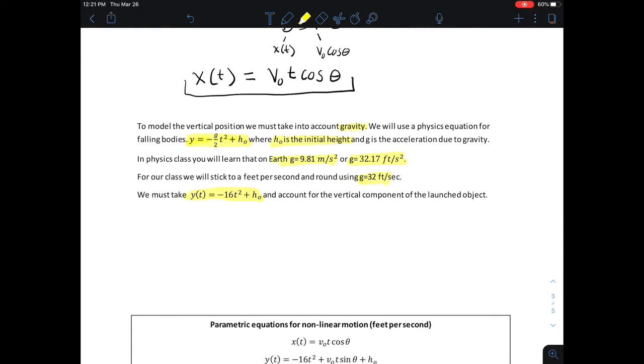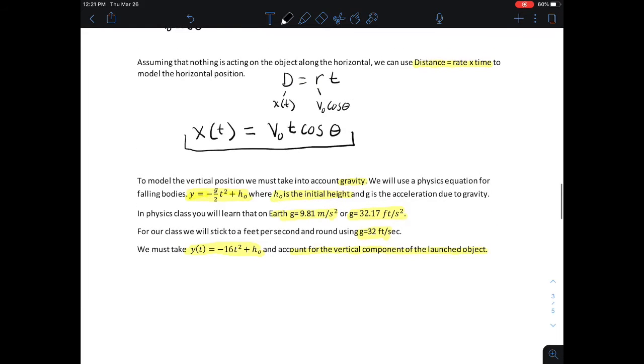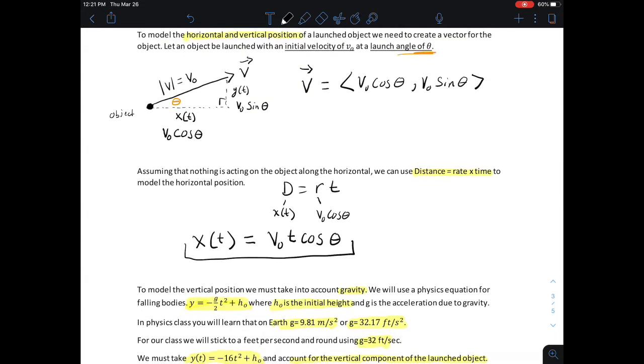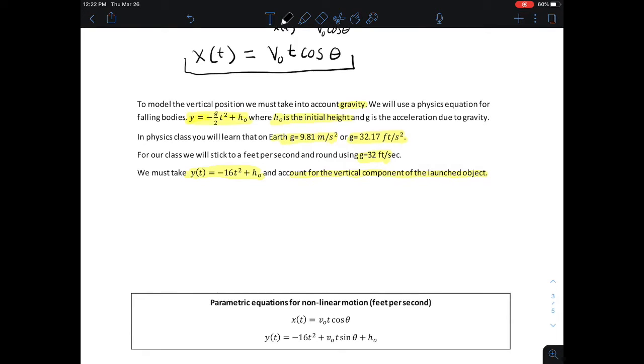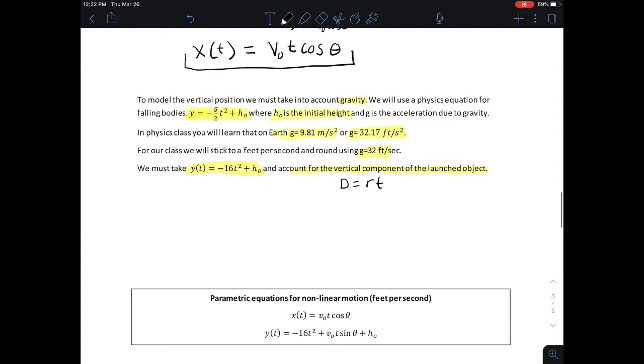We can account for the vertical component of the launched object, meaning the vertical part of its velocity. Now, we would refer back to our vector, and we see that the launched object will have the vertical component of velocity of v naught times sine of theta. So we also need to go into our distance formula. Distance equals rate times time. And that would give us d equals v naught times t, so initial velocity times t times sine of the launch angle.